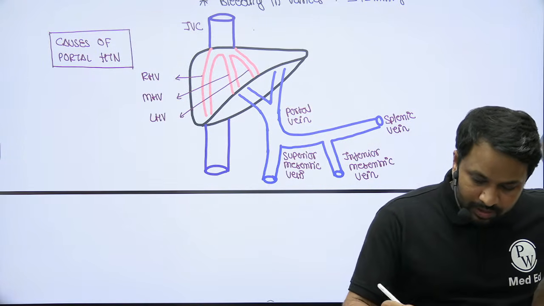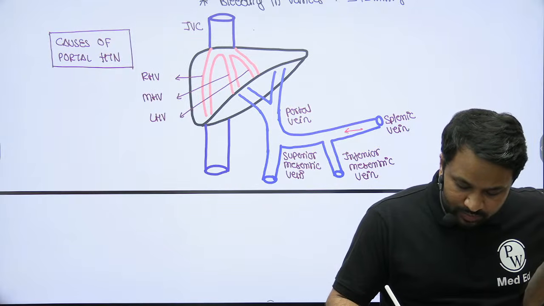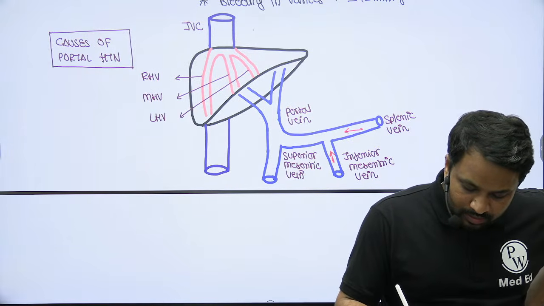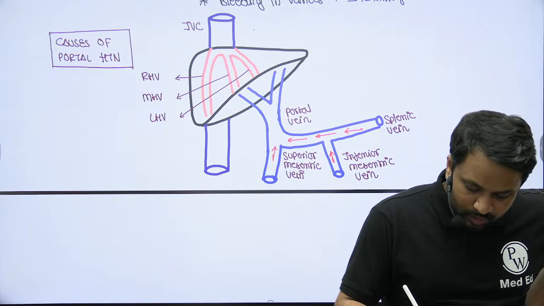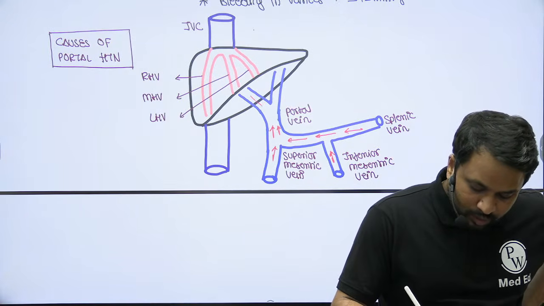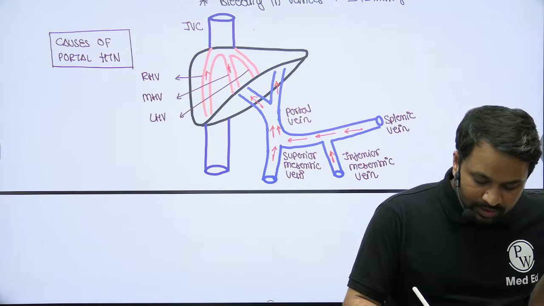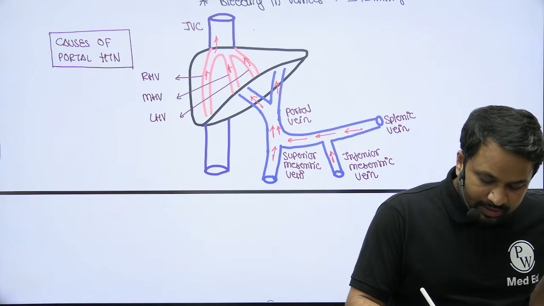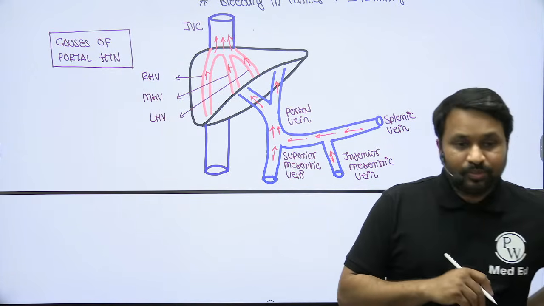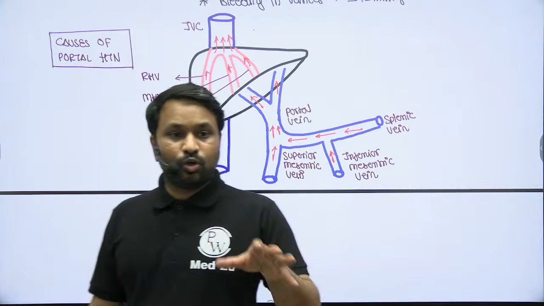So the blood from the splenic vein and the inferior mesenteric vein, they all flow with the superior mesenteric vein, they all flow into the portal vein. From the portal vein, the blood goes into the liver. Now from the hepatic veins, the blood is ejected into the inferior vena cava. From the inferior vena cava, it is going to go into the systemic circulation.